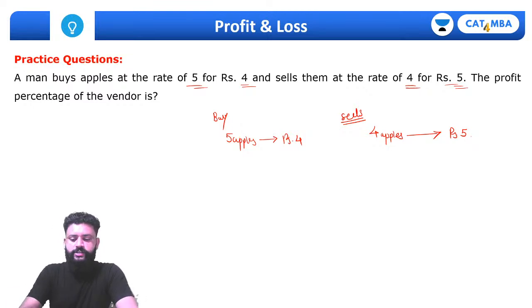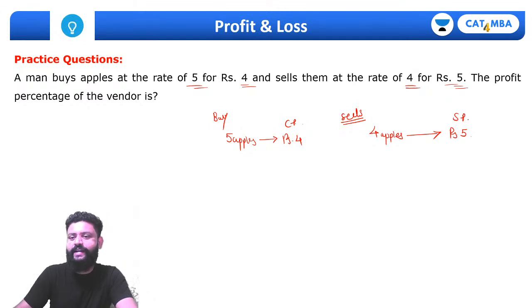Any answer for this question, guys? A man buys apples at the rate of 5 for rupees 4 and sells them at the rate of 4 for rupees 5. Then what is the percentage profit of the vendor? So the first thing you need to understand, this is cost price and selling price.